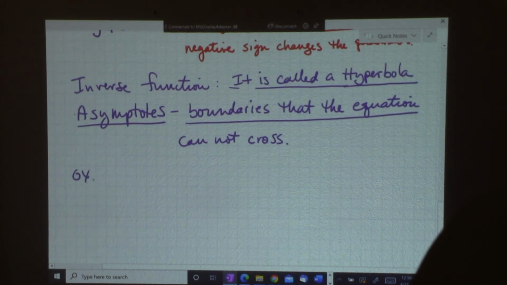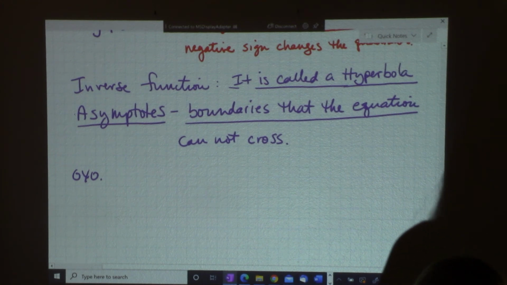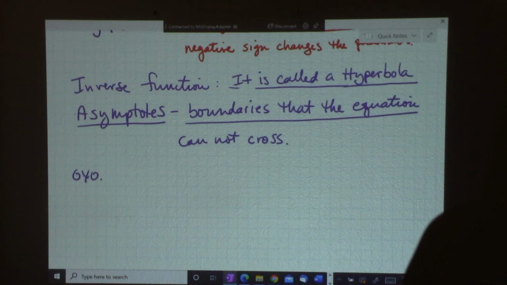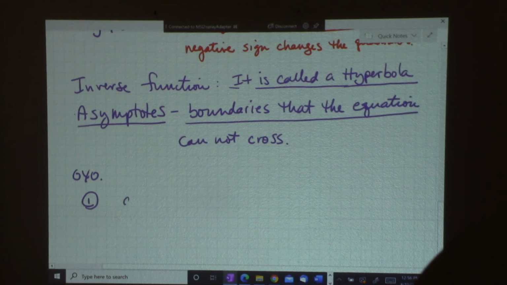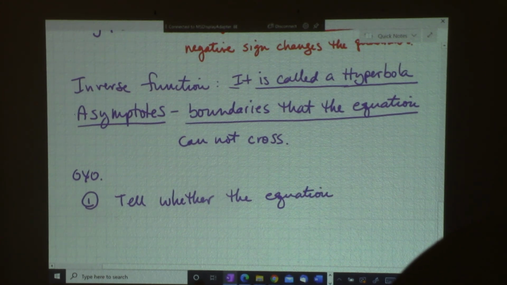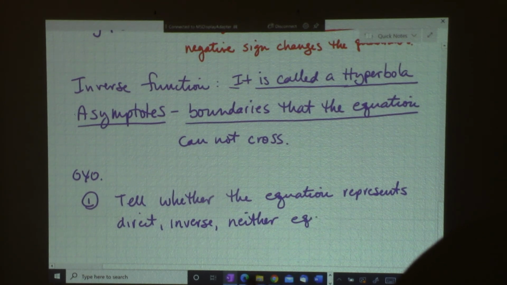Okay? So I want you to go ahead and do some OIOs and pause the video. I want you to do number 1, number 2, and number 3, and we'll come back and talk about all of those. So go ahead and pause the video, and I am just going to keep going in just a moment. Okay. All right, I'm going to keep going.